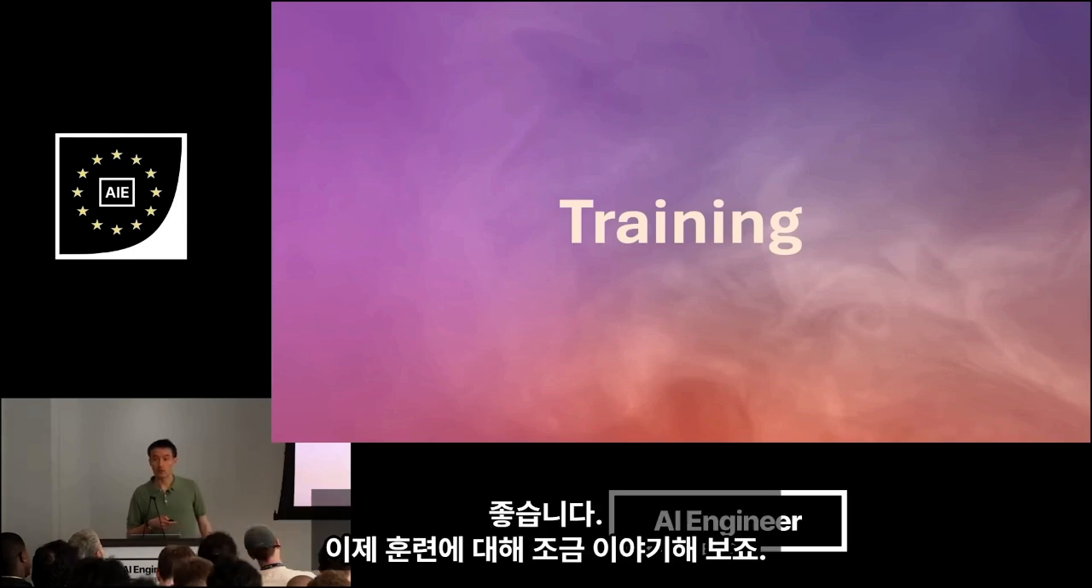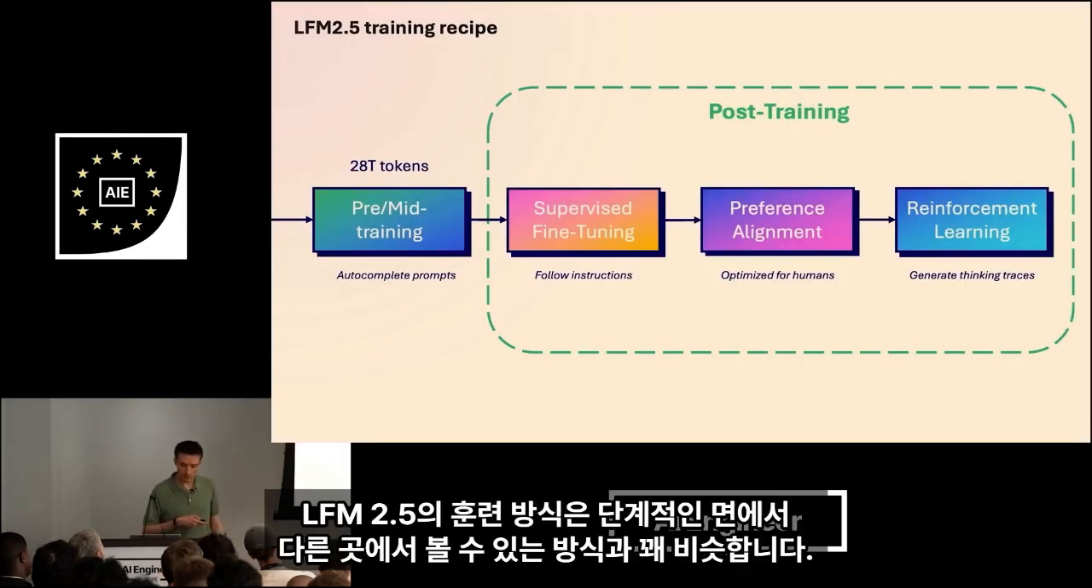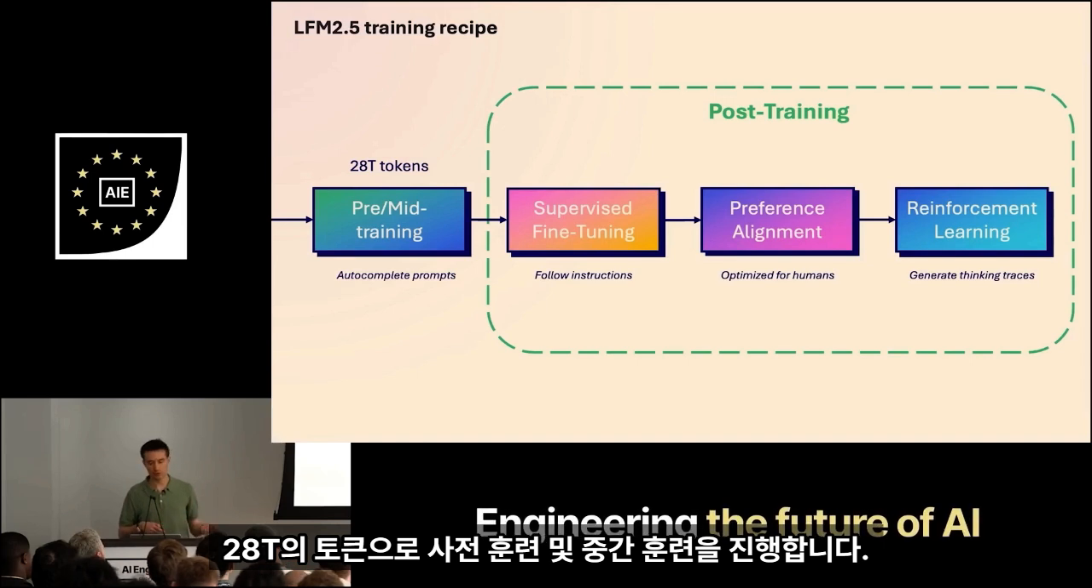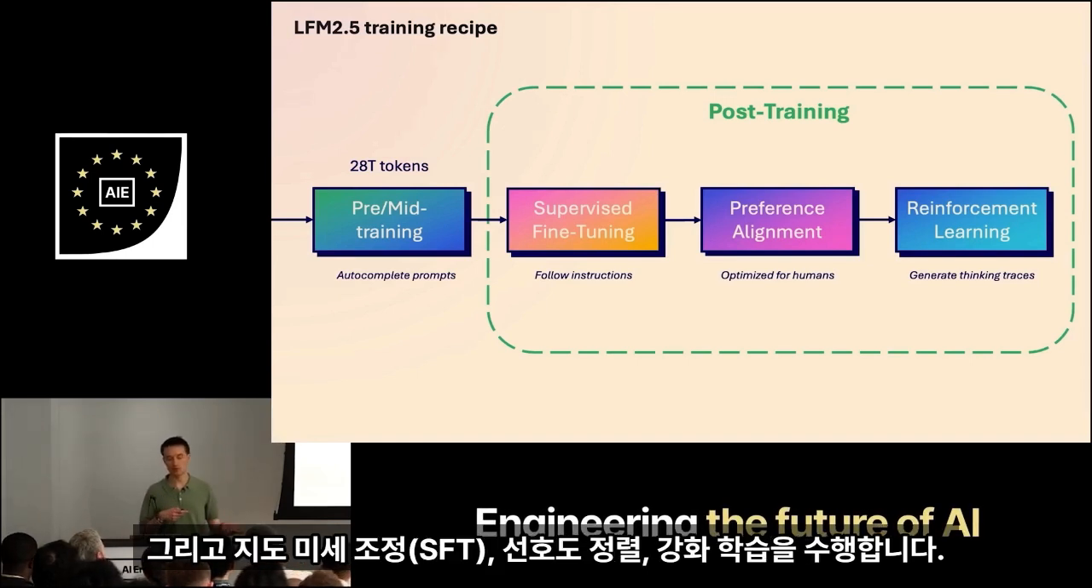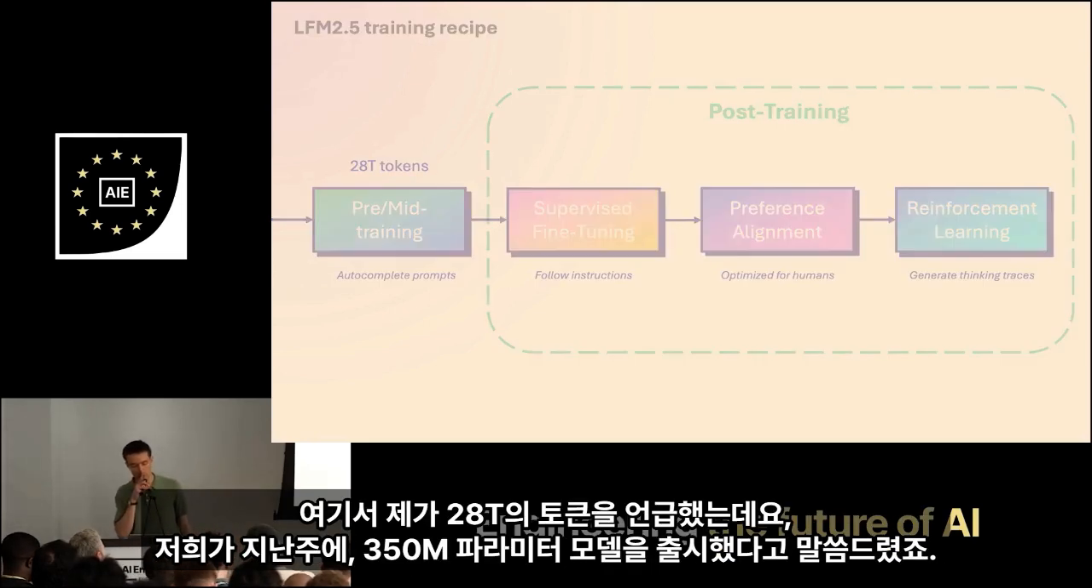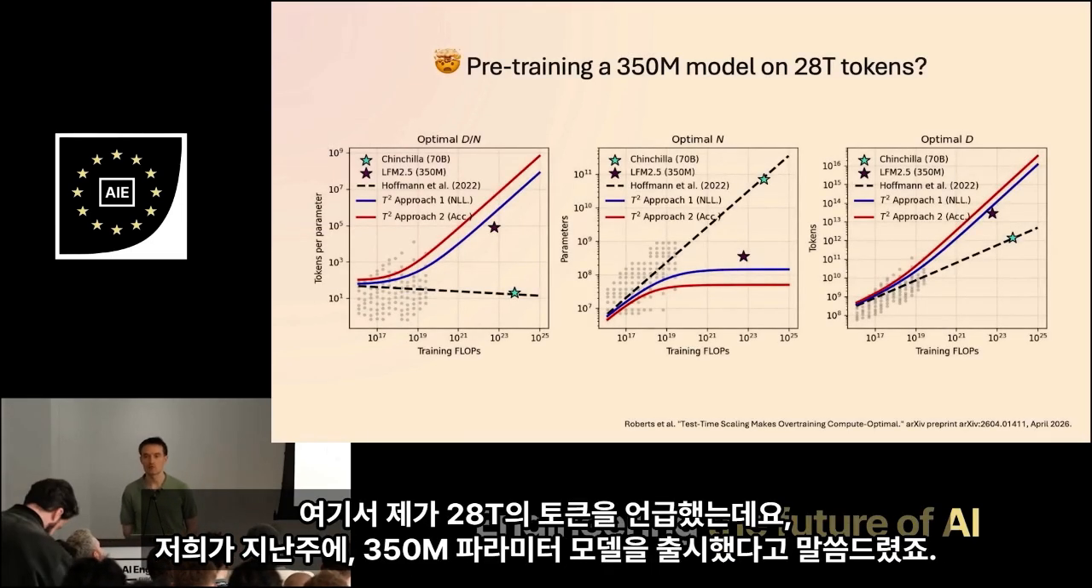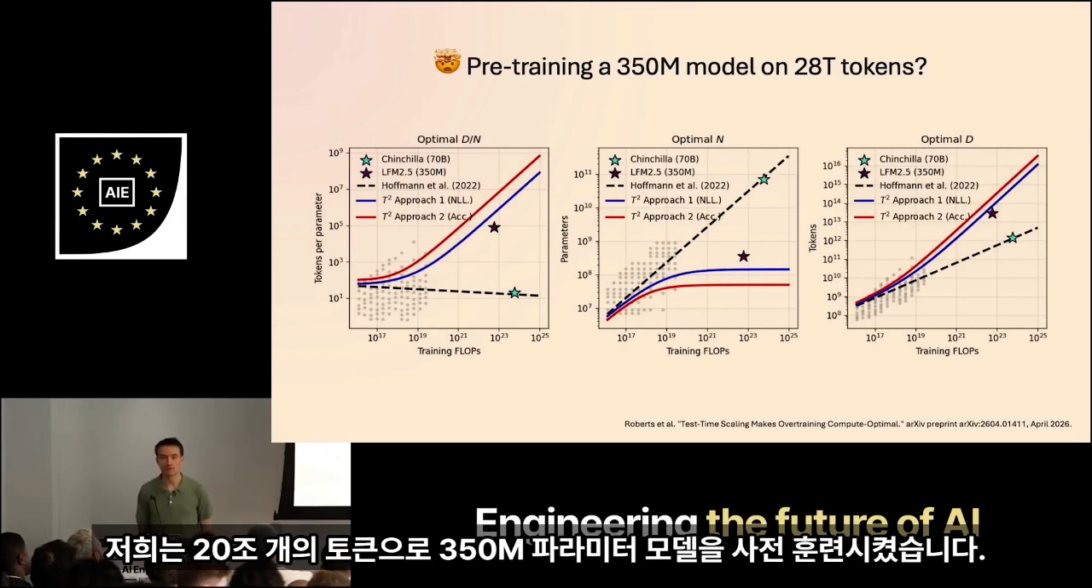All right, let's talk a bit about training now. So the LFM 2.5 training recipe is quite similar to what you can find elsewhere in terms of stages. We have pre and mid training, 28 trillion tokens. We have supervised fine-tuning, preference alignment, and reinforcement learning. And here you can see I'm talking about 28 trillion tokens. And I said that we released a model of 350M parameters last week. So yeah, we pre-trained a 350 million parameter model on 28 trillion tokens.